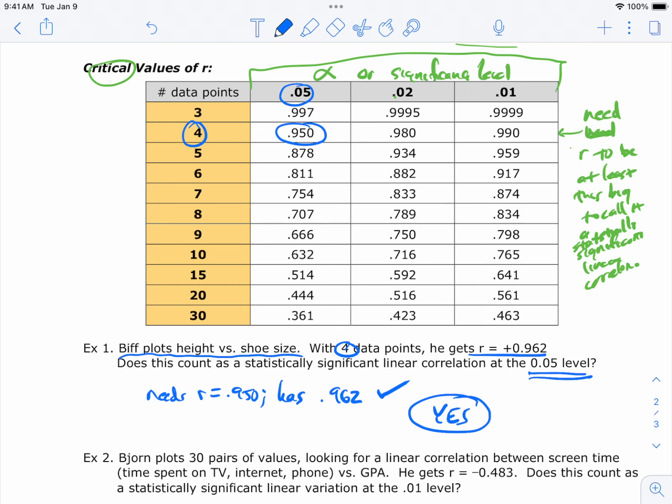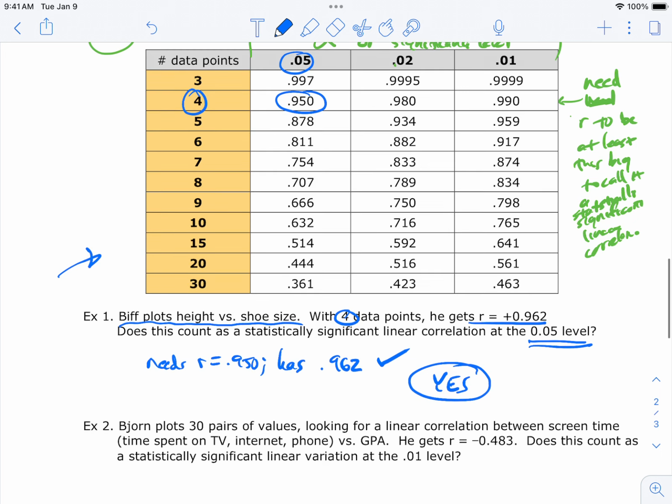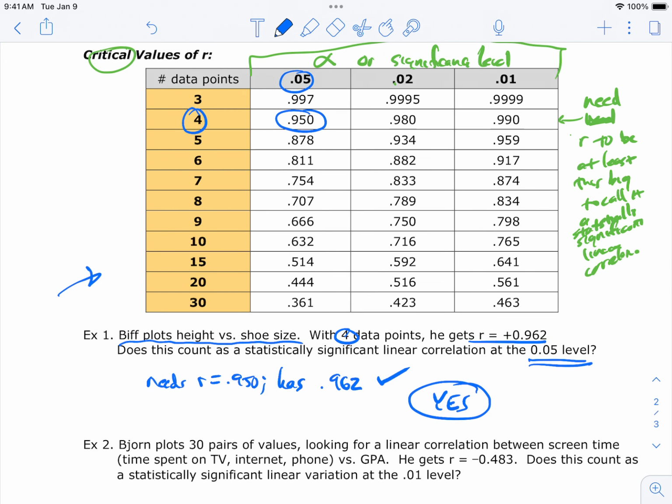So once you've got your R, it's really just a matter of looking in here to see if the R was big enough. And if it was, you can say, hey, we got a linear correlation going on here, and it's statistically significant at the 0.05 level. Less than 5% chance we're wrong, which is basically a loose way of interpreting alpha. I'm accepting a 5% chance of being wrong.